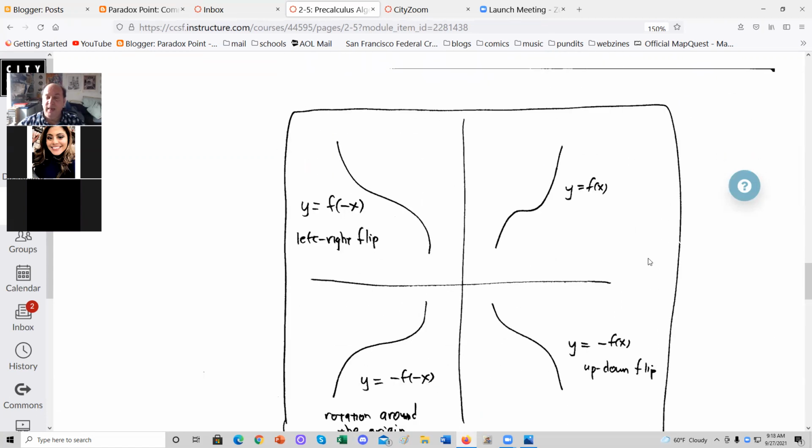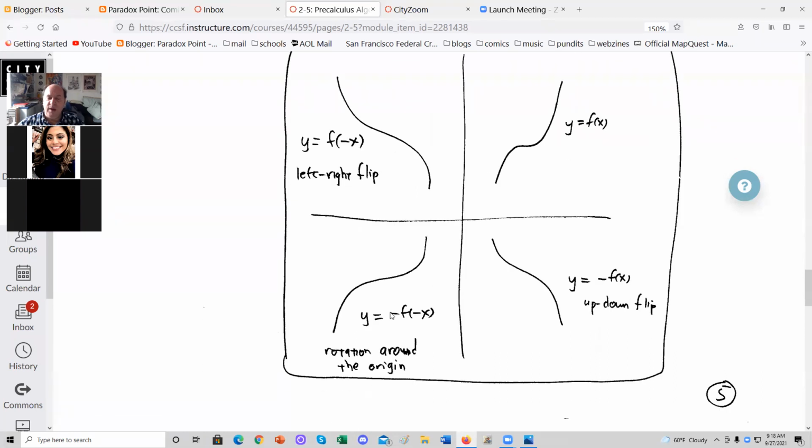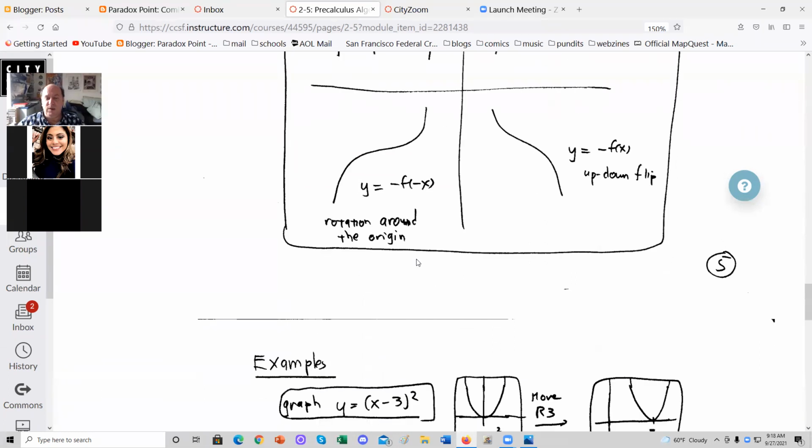Here we have what putting a negative does to a function. So this is the graph of y equals f of x. This is the graph of y equals negative f of x, flipped up or down. Here's the graph of f of negative x, flipped left to right. And if you do both, negative f of negative x, then it flips left to right, then up for down, which has the effect of a 180 degree turn. So it's rotation around the origin.